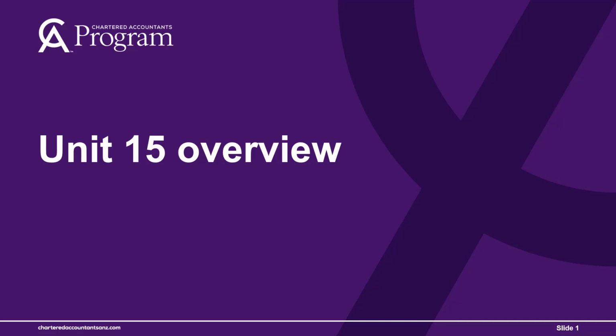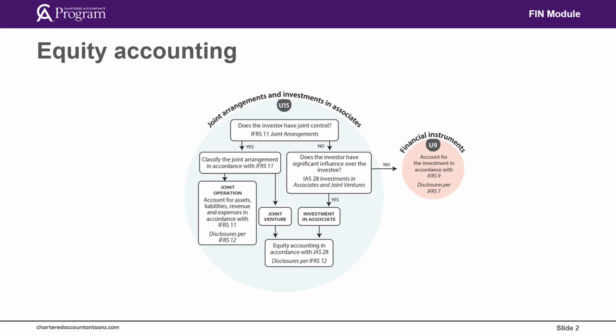Welcome to Unit 15. In this unit, we look at equity accounting for joint arrangements and investments in associates. Let's first look at this diagram from the CSG. You'll see from the left-hand side that this is from IFRS 11, which is used to determine whether there is a joint arrangement in which the investor has joint control. In a joint arrangement, we also need to decide whether it is a joint operation or a joint venture. In this unit, we are more focused on joint ventures as they are seen more commonly in practice.